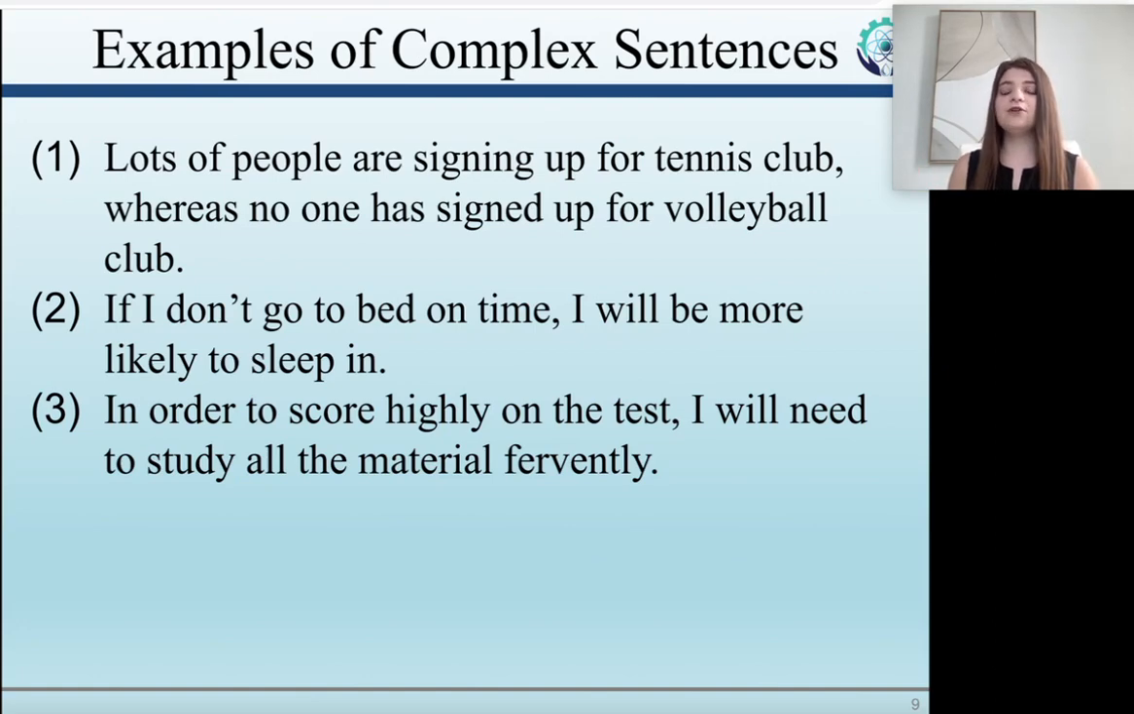And yes, however, in this case, the whereas is attached. If we include the whereas and say, whereas no one has signed up for volleyball club, that's not a full sentence on its own. But it is a group of words that has a subject and verb, right? So therefore, it is still a clause. It's a dependent clause. So in this case, we're connecting a dependent clause, right, with an independent clause.